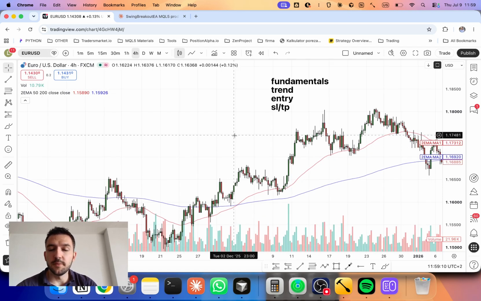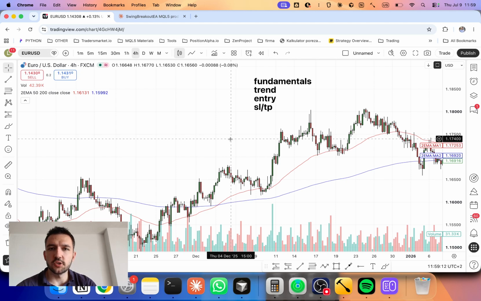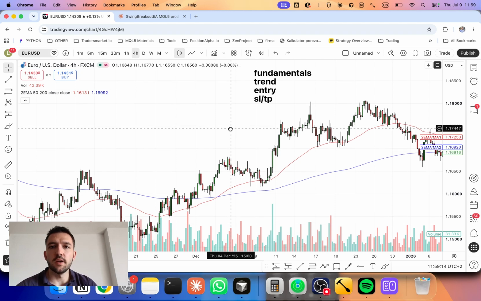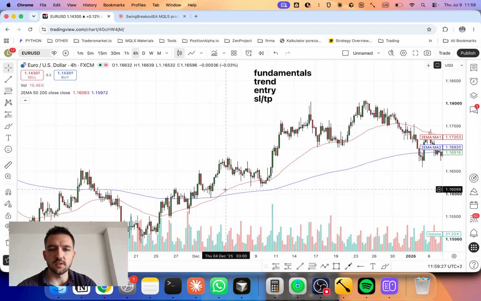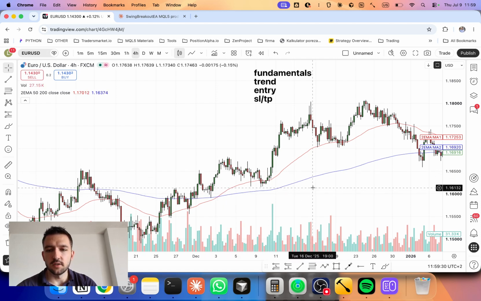One is confirming the trend. We just want to make sure that if we're opening buys, we're in a bullish trend. How do we do that? It's very simple. We use the 50 and 200 EMA, a very popular way to confirm the trend. Right here, you can see on TradingView, I'm going to show you the strategy. Here's the 50 EMA, here's the 200.